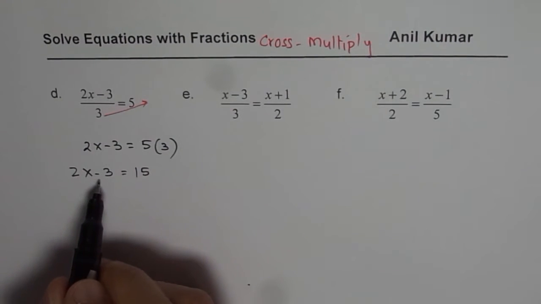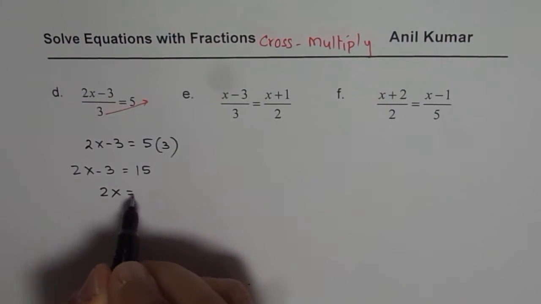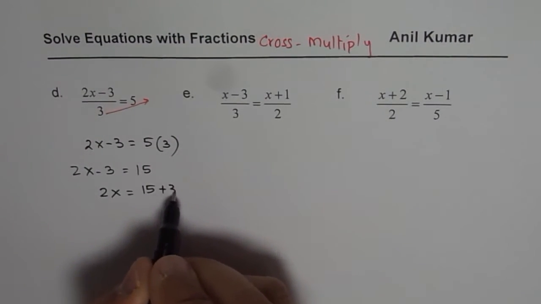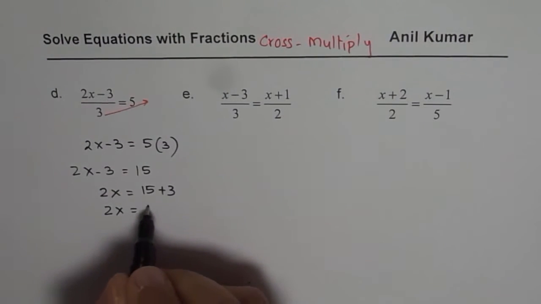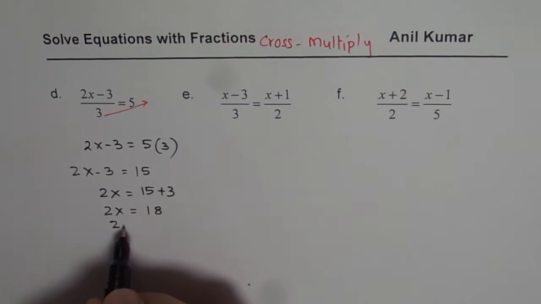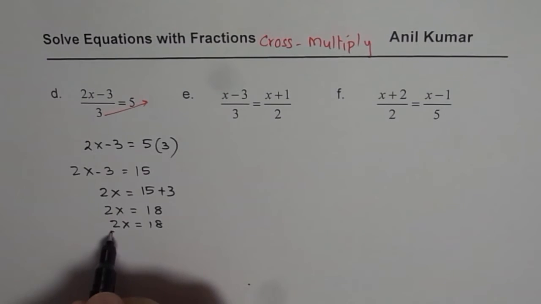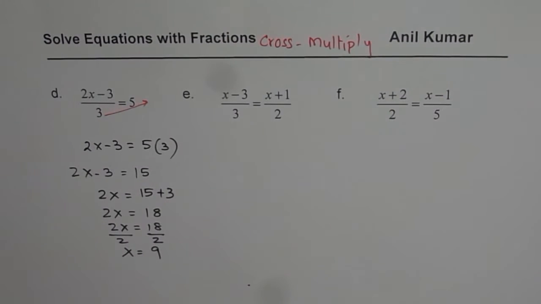First step will be add 3 on both sides. So when you add 3 to both sides, you get 2x equals 15 plus 3, and that is 18, right? So you could write this as 2x equals 18, and at this stage divide by 2. We are going to divide by 2 on both sides. So we get x equals 9. So that becomes the solution for your equation. You get the idea, right? So we have followed a lot of steps here to do the needful.